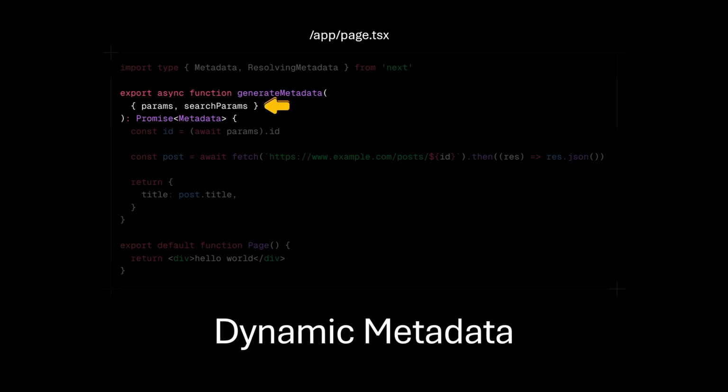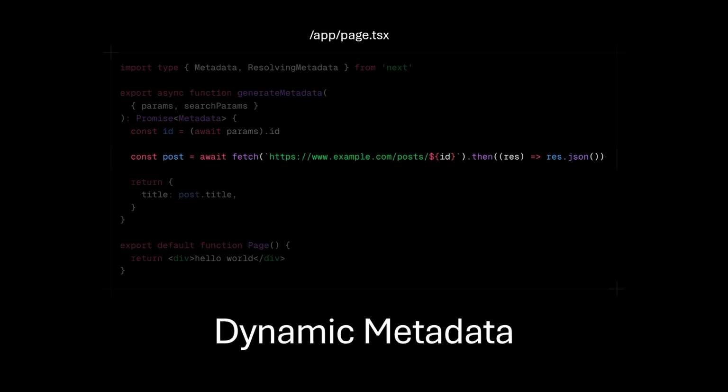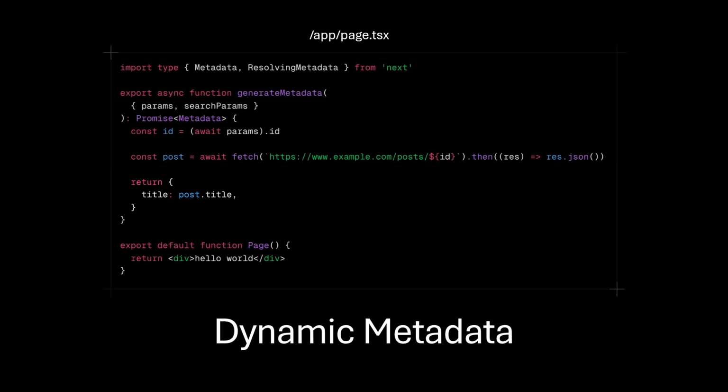The function takes in params and searchParams as arguments, just like the page component. In this line, we will get the current ID from params. After that, we will fetch the corresponding post from our API. Then finally, we can return our metadata object, which has the same type of Metadata and works exactly like the static metadata.